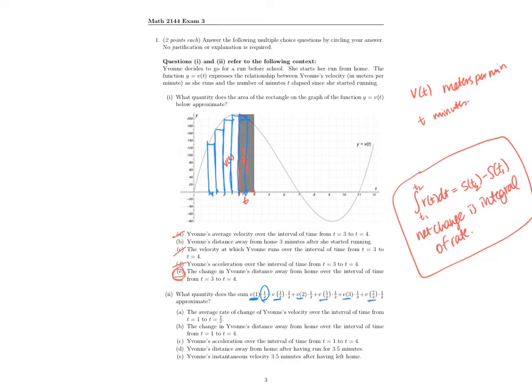So the integral of that velocity function, the integral of that rate function, will be the change in position. So this is representing a change in position. So if we look at this, it's not a change of her velocity. Is it the change in her distance away from home? Possibly. It's not her acceleration. And it's not her instantaneous velocity. Is it the distance away from home after running 3.5 minutes? No, because all we know is the change from 1 minute to 4 minutes. So the answer is B.